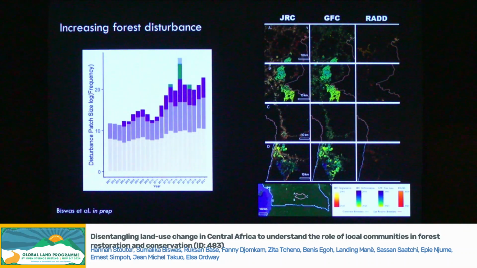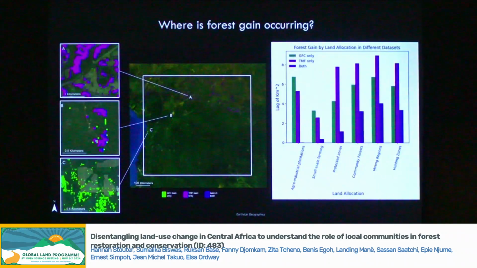But when we look at this trend over time, we're seeing that the patch size of forest disturbance is increasing, which is interesting given that we know this is a system that is really driven by small-scale land use change. In terms of forest gain, we're seeing a similar pattern where different data sets spatially are showing gain in different areas. And we're also seeing that these data sets may be picking up gain differently in different land use allocations.